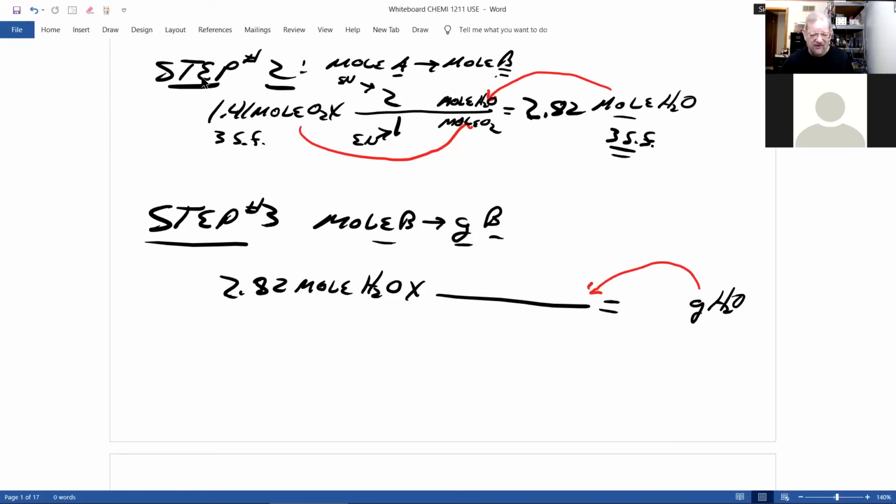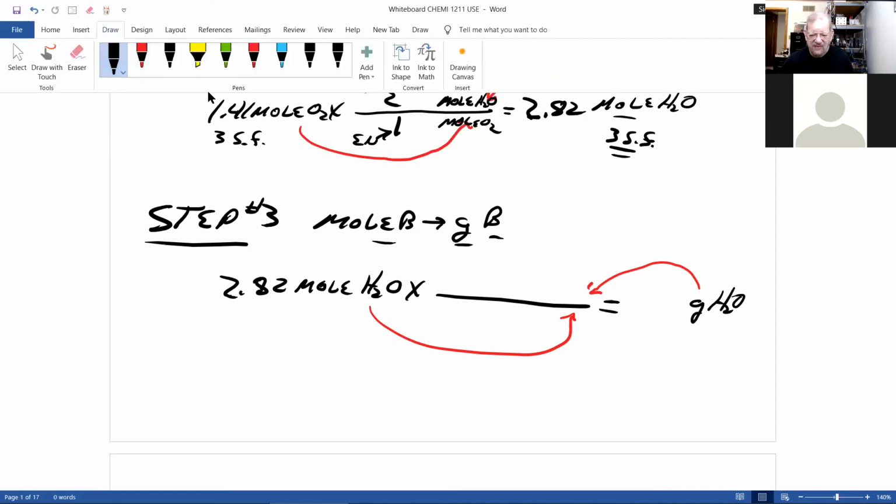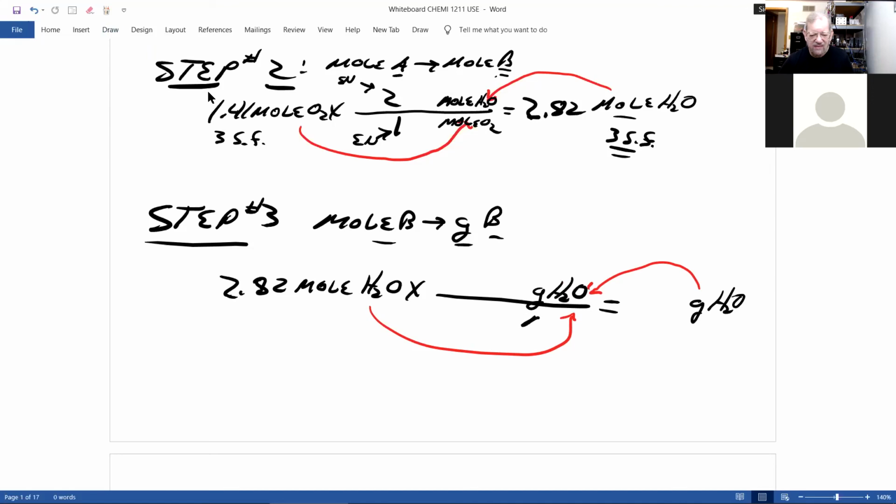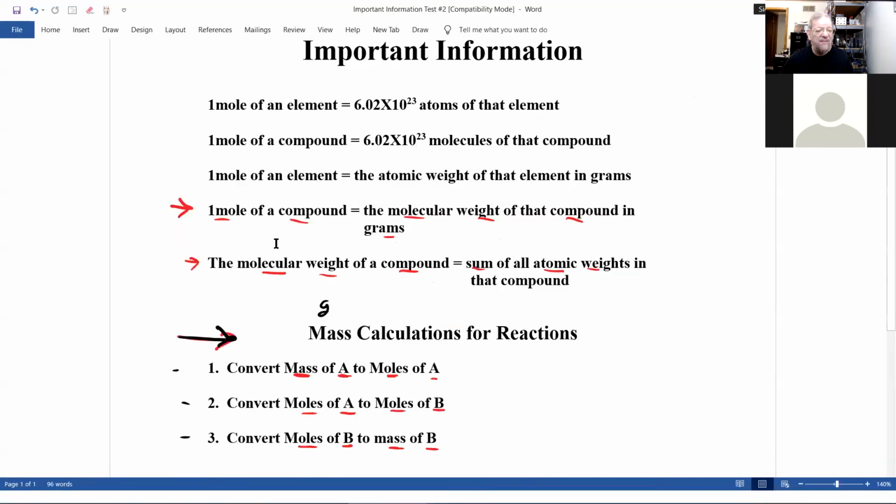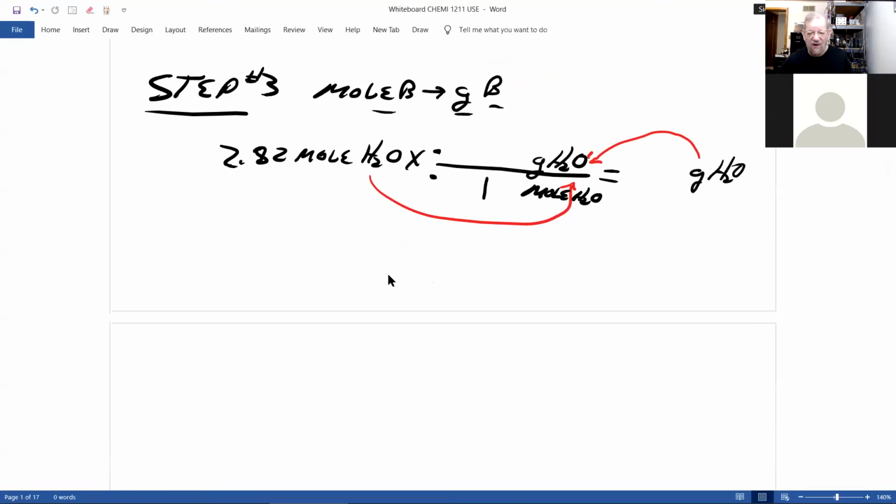Whatever I'm trying to get to goes on top of this ratio. Whatever I'm trying to get rid of goes underneath. Anybody guess my favorite color? Look at the arrow. And I'll draw that in. And we have grams of water on top, moles water underneath. Where do I get the numbers that go here? We look at important information, test number 2, in case you forgot. And 1 mole of compound equals the molecular weight of that compound in grams. And the molecular weight of the compound is the sum of all atomic weights of that compound. So for every 1 mole of water, I need right here the molecular weight of water in grams.